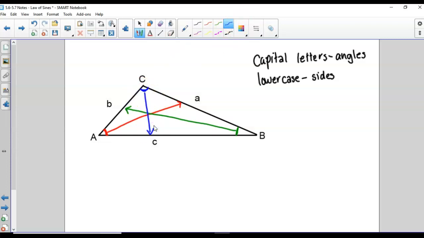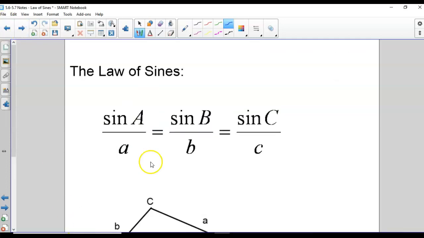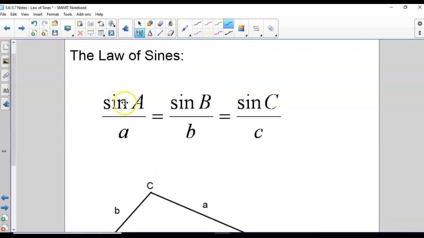That's important because some of the problems you'll see, they don't give a picture. They just say capital A equals 56 degrees and little a equals 12.2. So they don't give you a picture to draw, so you need to know that. The law of sines is sine of capital A over A equals sine of capital B over B equals sine of capital C over C.